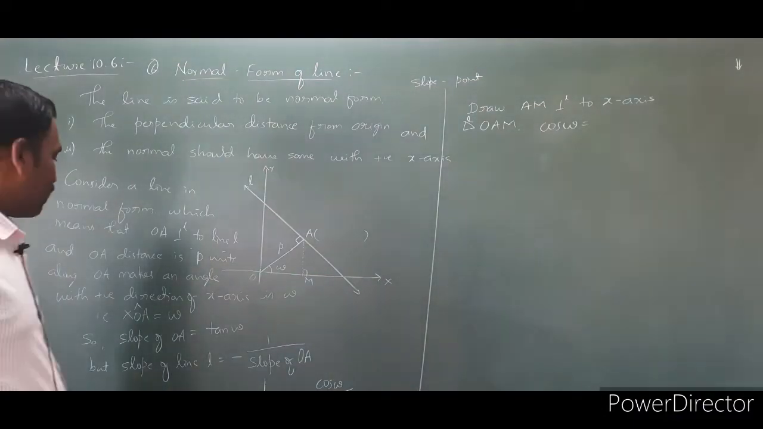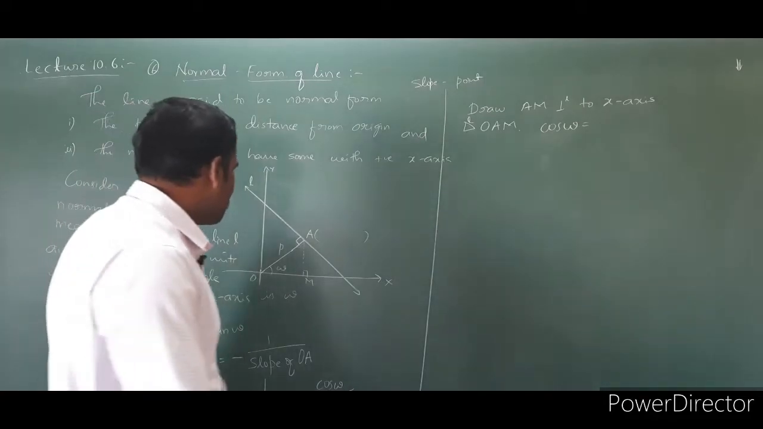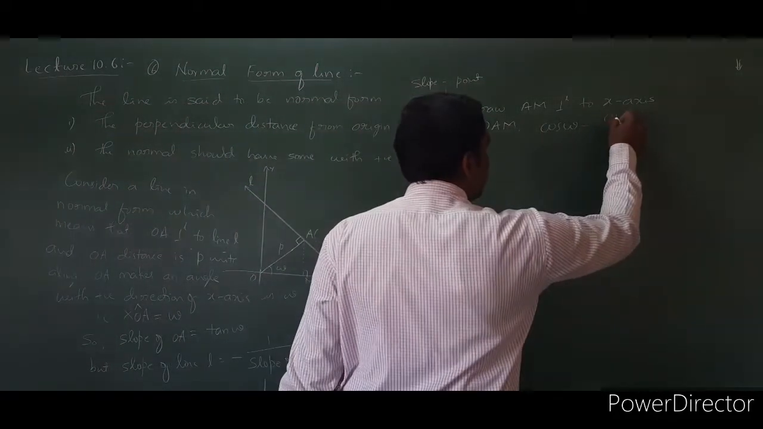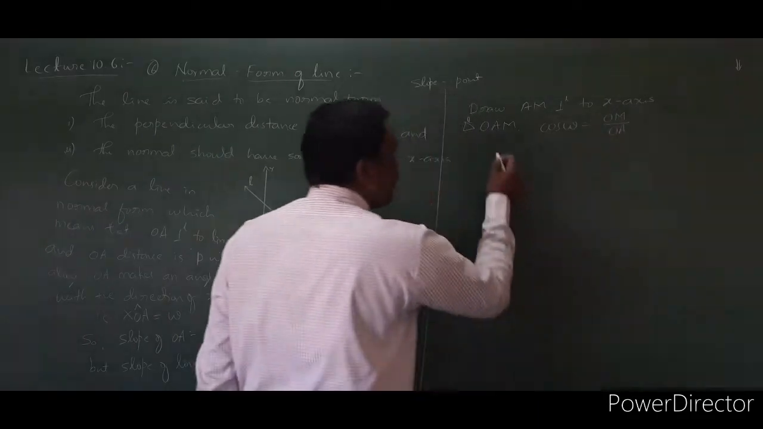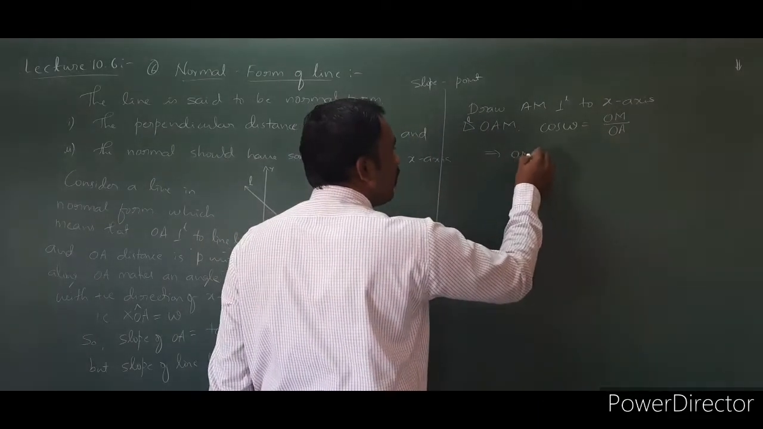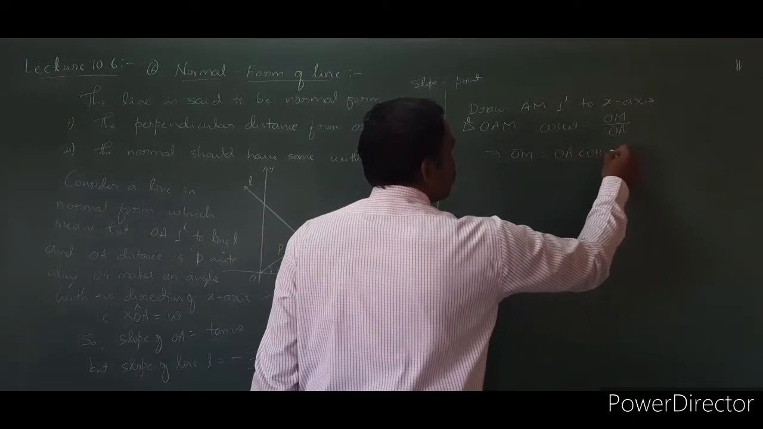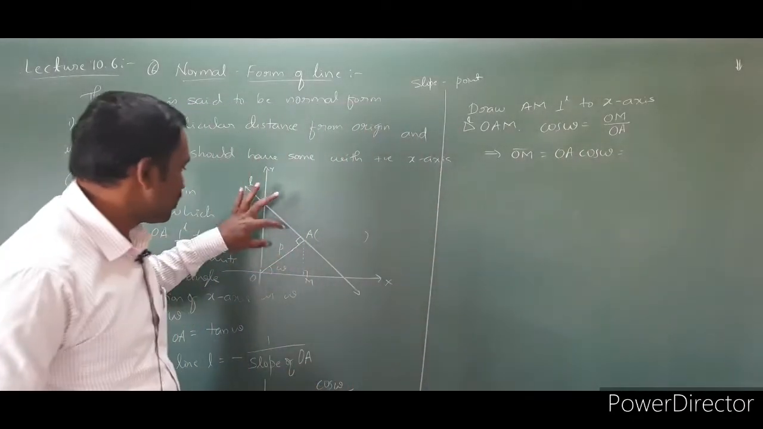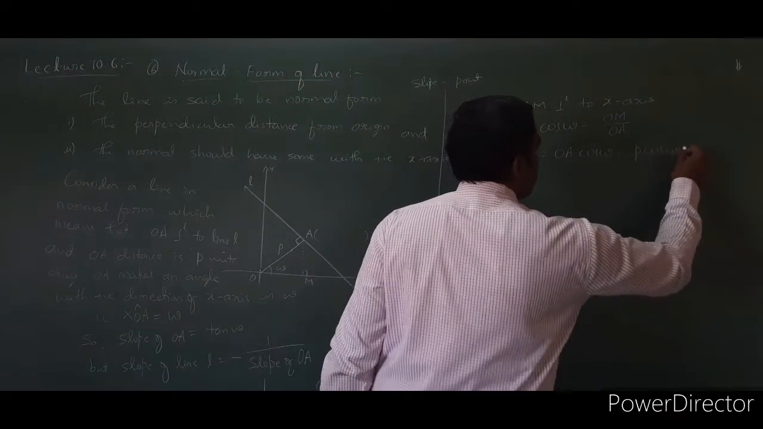Cos theta is equal to, by definition, adjacent divided by hypotenuse. So cos of omega is equal to OM divided by OA. We need the OM value. What is the OM value? OM is equal to OA into cos of omega. What is OA? OA is nothing but P unit distance. So P into cos of omega.